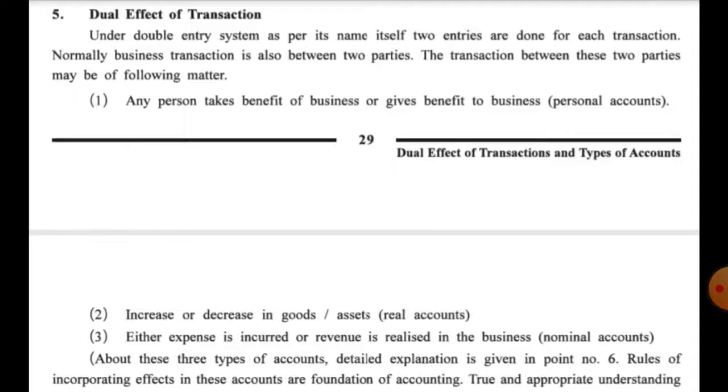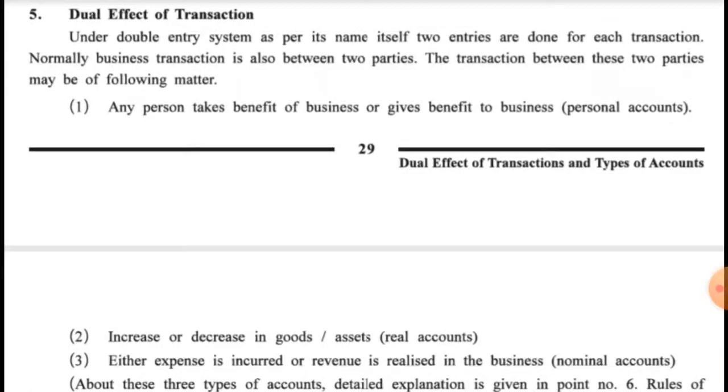Under double entry system, as per its name itself, two entries are done for each transaction. It means the name itself specifies that there will be two effects of any particular transaction. Normally business transaction is also between two parties. The transaction between these two parties may be of following matter.